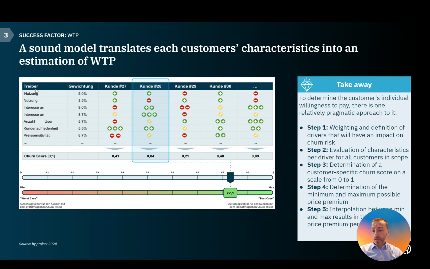When you identify the drivers for price increases, for example, usage, interest in the new product, number of users, sensitivity, and so on, customer happiness, then you can create a churn score or retention score, and based on it, you can then also model the price increase. In this case, again, migration to subscription, twice the price of the old one, but of course, there can also be other customers with way lower willingness to pay.